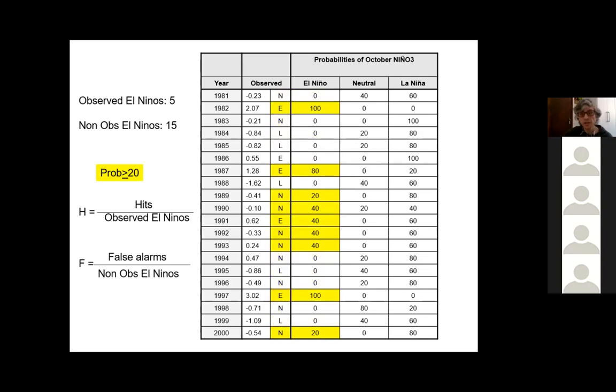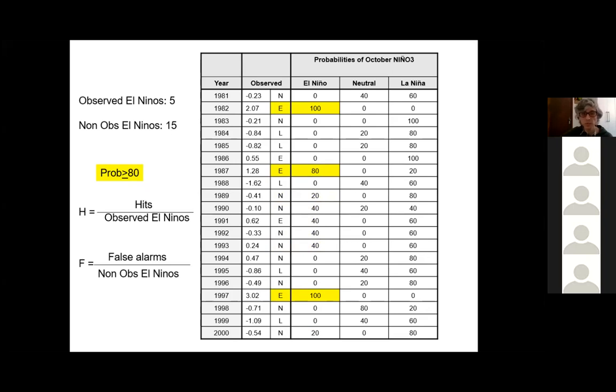And do it again for the next threshold probability, 20%. So now you look at only the yellow numbers here that are larger or equal to 20%, and you find how many hits you have, in that case 4, divided by the total number of events, and then the false alarms in yellow, not bolded rectangles, that are 5 divided by the 15 non-observed events. So that's your false alarm rate. And you do it again for 40% and find the hits, in that case 4 hits divided by 5, and then the false alarms, in that case 3 divided by 15. You keep doing that for all threshold probabilities. For 60%, you have 3 hits divided by 5, and then no false alarms divided by 15.